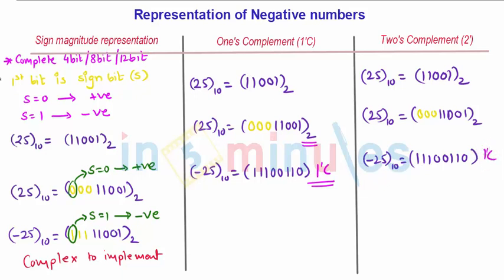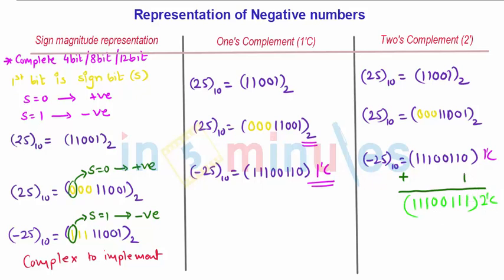So I will add 1 to the LSB. This 0 plus 1, I get 1 here, and the rest remains as it is. So it will be 1 1 1 0 0 1 1 1. This is my 2's complement.